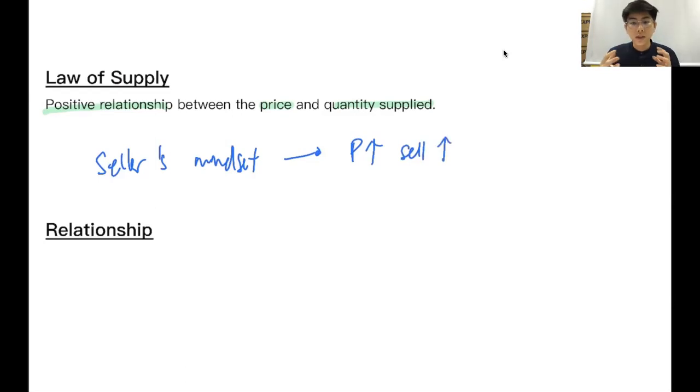This is a very logical question, because when the price is higher, you tend to sell more so that you will have higher profit. All right. So when the price is lower, do you want to sell more or sell less? You want to sell less because of lower profit.